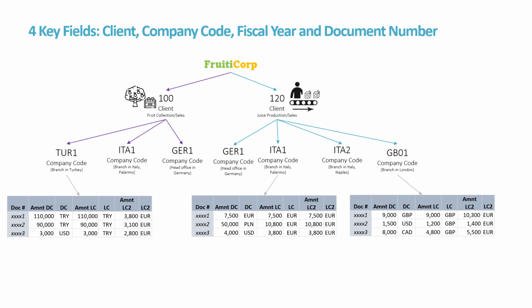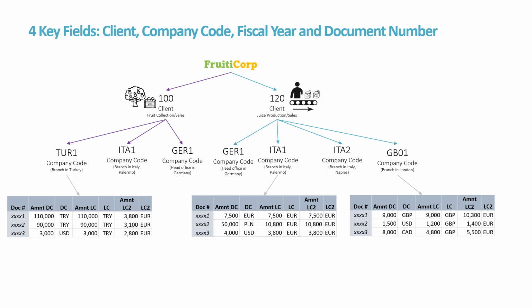The group currency is the currency in which our company, in this case Fruticorp, is doing its group reports, for example, group profitability reports. In this example, this is the company with headquarters in Germany. So most logically, Fruticorp would like to have euro currency as its group currency in LC2. So if, let's say, finance team would do group reporting by showing results of all branches or company codes of Fruticorp across the world, they would do it in euro.